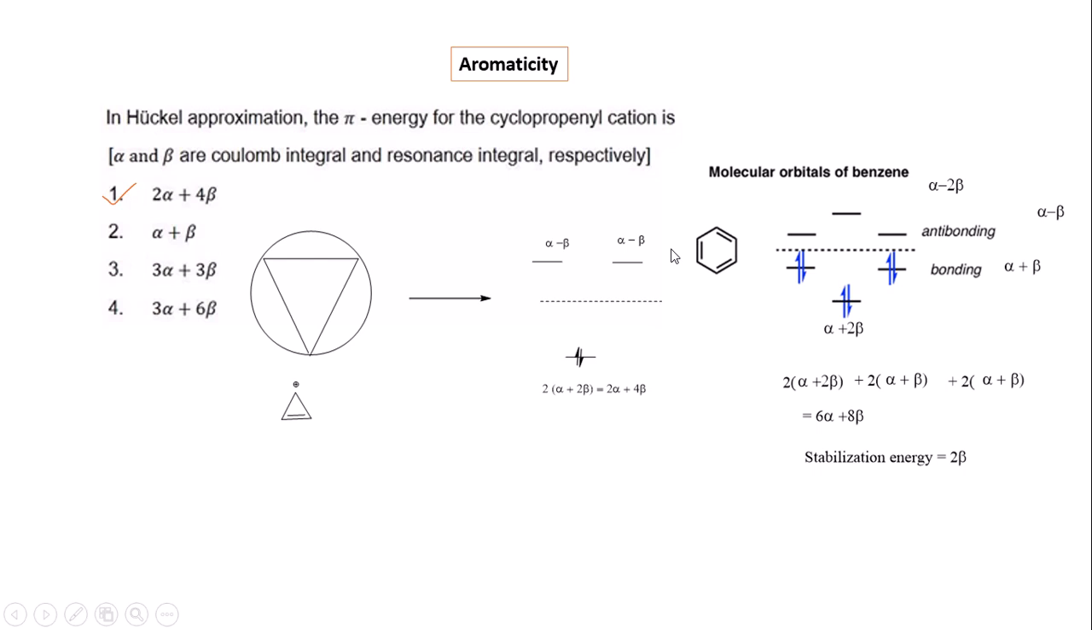Similarly, the benzene molecule can be distributed in a similar way, where the bonding molecular orbitals can be distributed as alpha plus 2 beta and alpha plus beta, and with 2 electrons for each molecular orbital, if we count it, we get 6 alpha and 8 beta. Here the 6 alpha repulsive factor is nullified by the 6 beta attraction factor, and hence 2 beta is extra. This 2 beta is the stabilization factor, and it is counted as the resonance energy for the aromatic benzene compound.